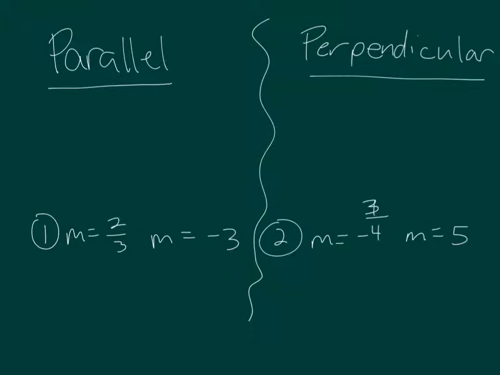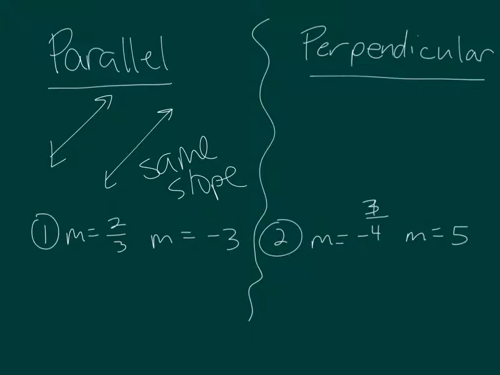The next thing we have to talk about is different types of slopes. So you have parallel slopes. If you remember parallel lines, those are the lines that are going in the exact same direction at the exact same rate, so they have the exact same slope. Looking at number 1, if my slope is 2/3, my parallel slope is also going to be 2/3. Same thing if my slope was negative 3, my parallel slope would also be negative 3. So parallel means same slope.